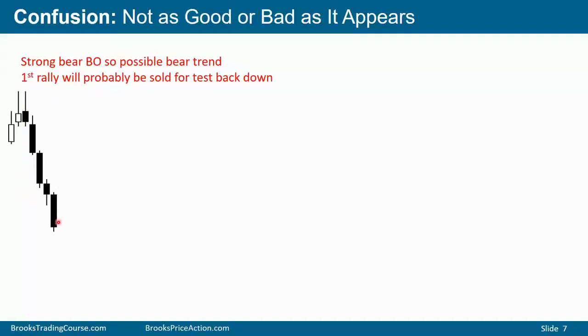When it's strongly down like this, the odds are it's either the start of a bear trend or the start of a trading range, and in either case, bears will sell the first rally. If it's a trend, the pullback will be small. If the pullback is deep and retraces most of this, then we're probably forming a trading range.